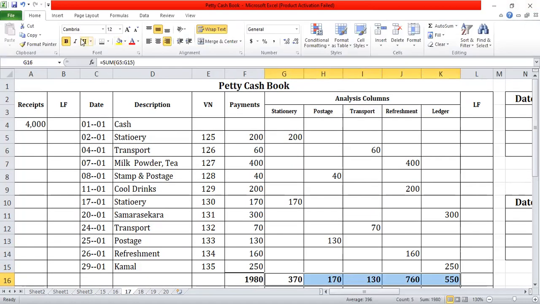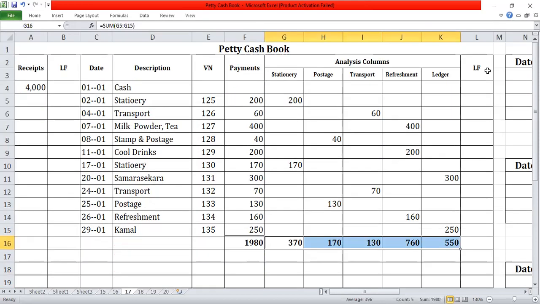So I have to draw a double line under the analysis columns only. Now I'm moving to the balancing of this petty cash book or petty cash account. Look what I'm going to do.